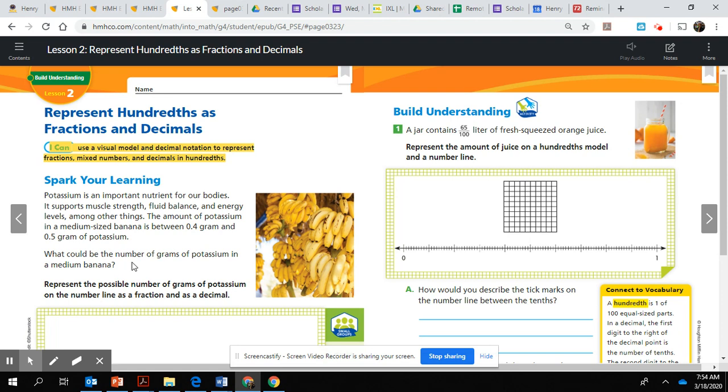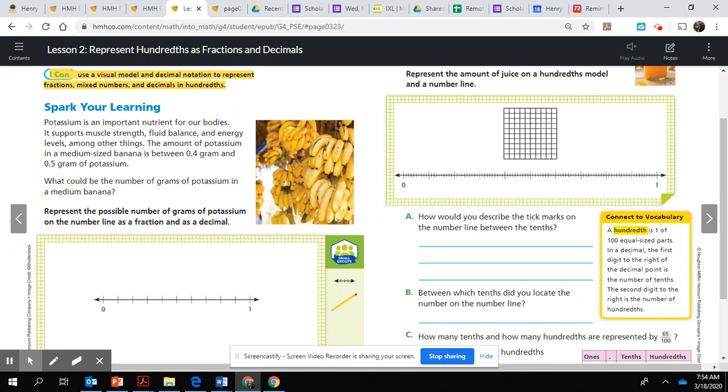So if they're looking at this, they want us to represent the possible number of grams of potassium on the number line as a fraction and as a decimal. So here we have the number line from 0 to 1. If we're looking at this and we know that our decimal is 4/10 and 5/10, then what denominator could we put on the number line if we wanted to show fractions? We would simply put tenths. So if you are more comfortable with putting your fractions first, I would do that.